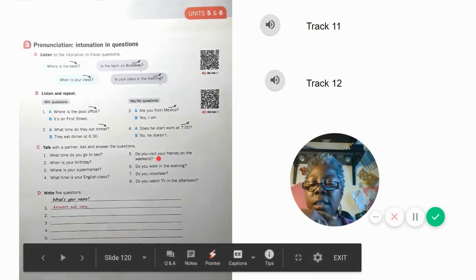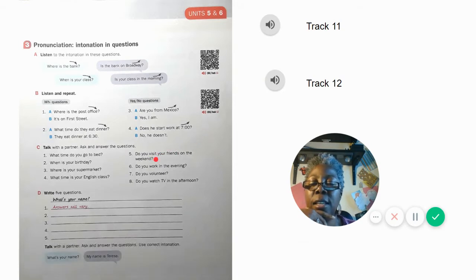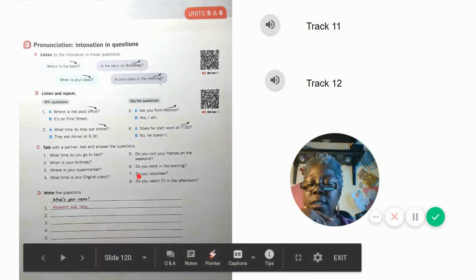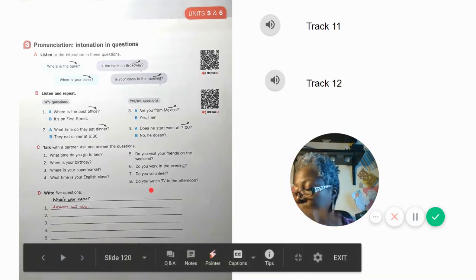Number 5, do you visit your friends on the weekend? Do you visit your friends on the weekend? Number 6, do you work in the evening? Do you work in the evening? Number 7, do you volunteer? Do you volunteer? Number 8, do you watch TV in the afternoon? Do you watch TV in the afternoon?